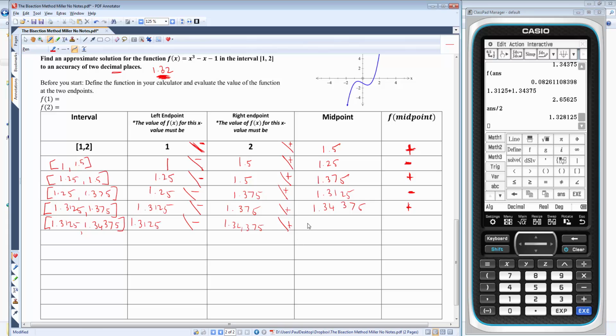So our midpoint is now 1.328125, and if I calculate f of the answer, it's turned out positive.